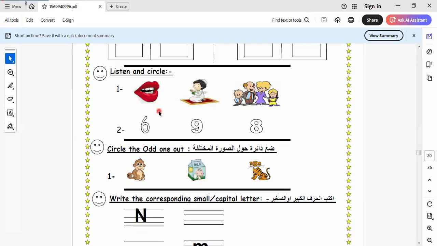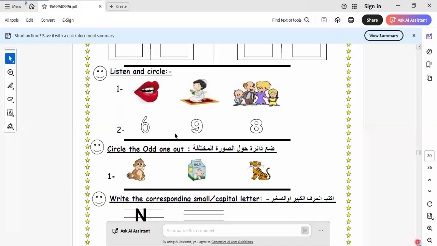Here we have lesson and circle. When you say pray, which one is pray here? This one. When I say mouse, which one? When I say family, this one. Here I say 9, so this one. Okay, so now we know how to answer this question. Let's go to another one here.